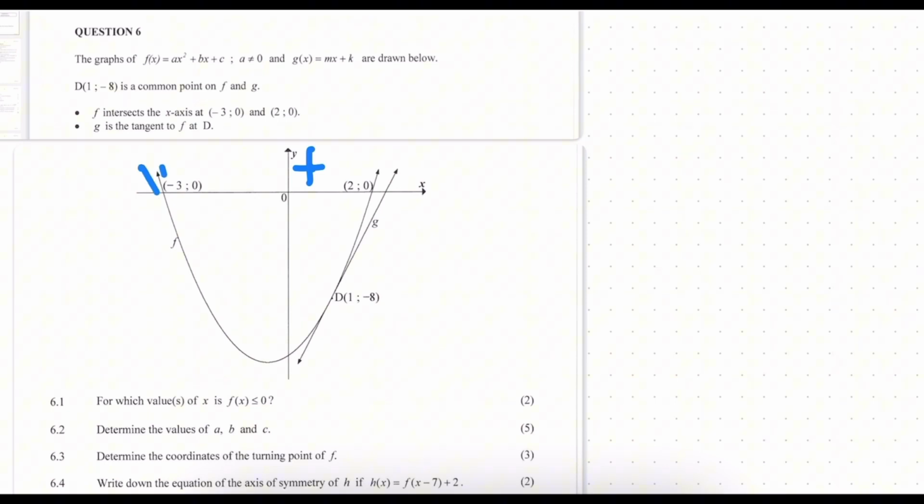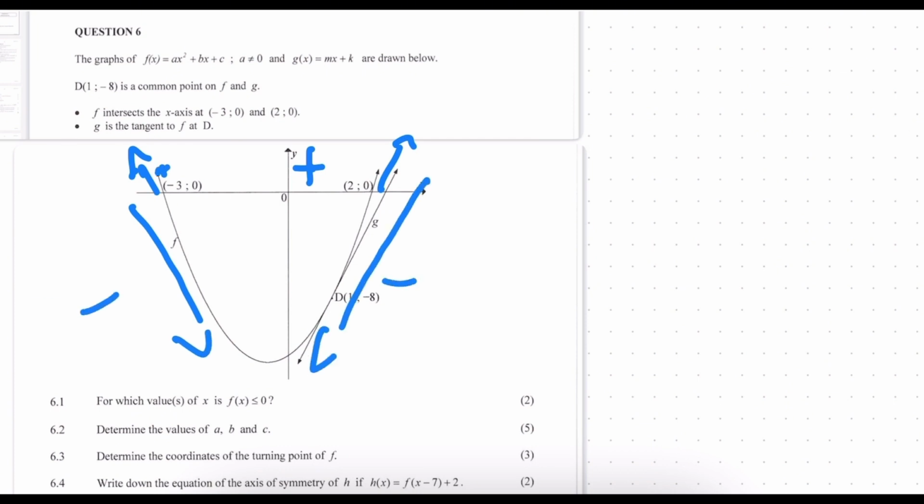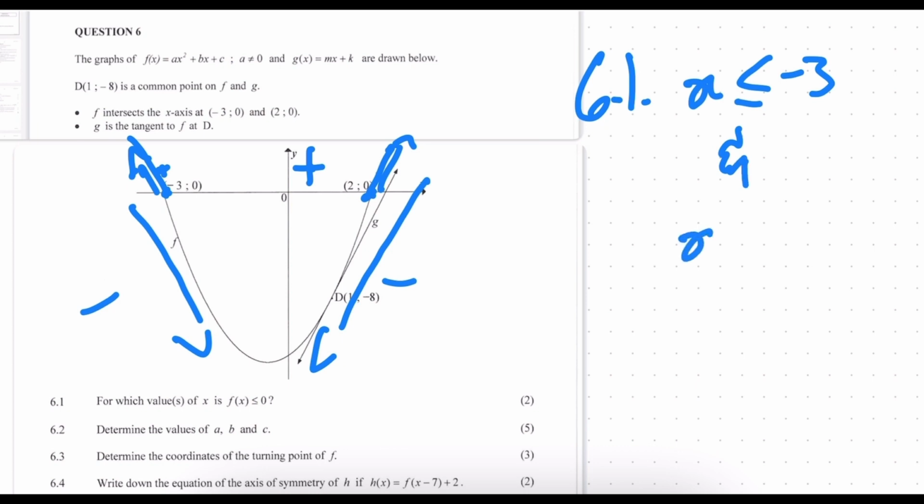It's positive here, right? If you go this way, it's positive. It's negative if you go this way. It's positive here, and it's also negative if you go this way. So from this point upwards, it's positive, and from this point upwards, it's what? Positive. So one can say for 6.1, my x should be less than or equal to minus 3, and my x should be greater than or equal to 2. Because they said less than or equal to.